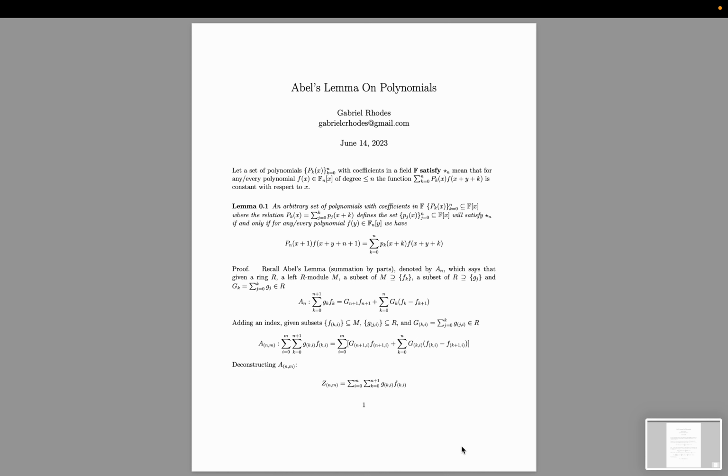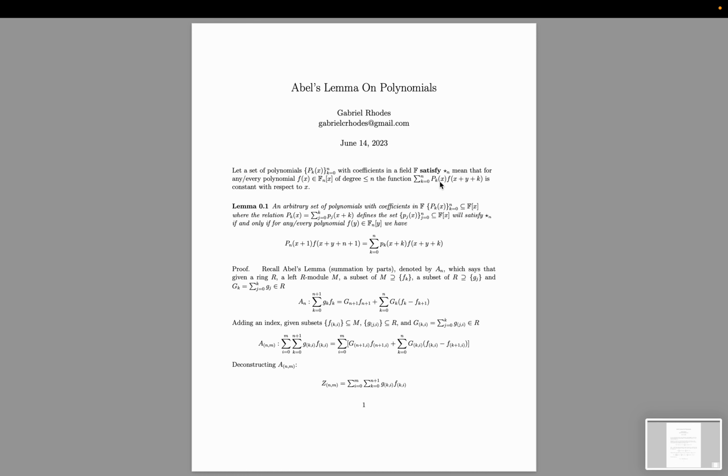Lemma, also known as summation by parts, is a discrete analog of integration by parts. For a set of polynomials capital P sub k of x, from k equals 0 to n, with coefficients in a field F, we'll say that this set satisfies star n if for any/every polynomial f of x of degree less than or equal to n, this function is constant with respect to x. So far, this is just definition.